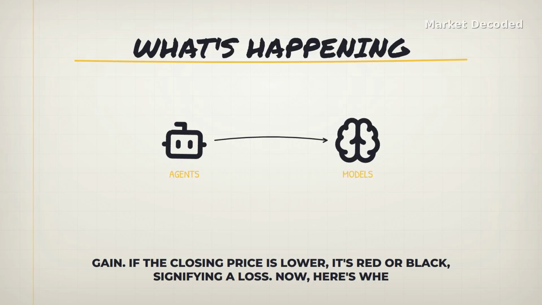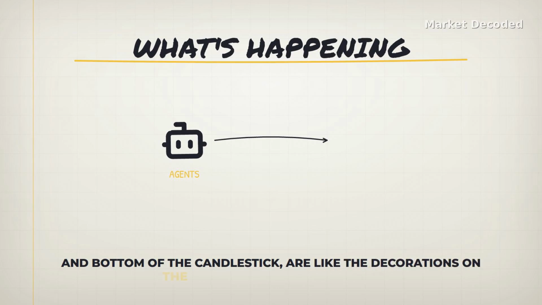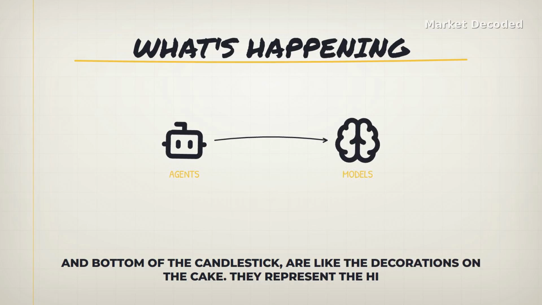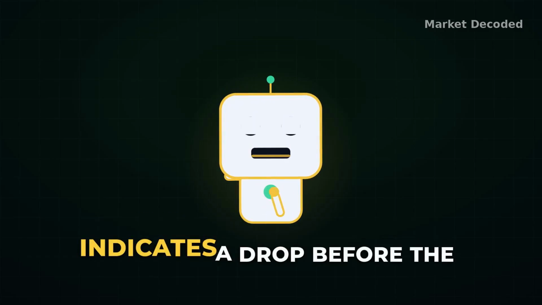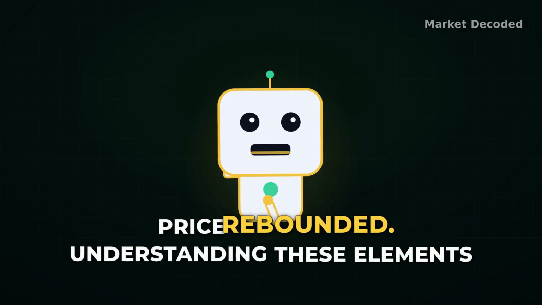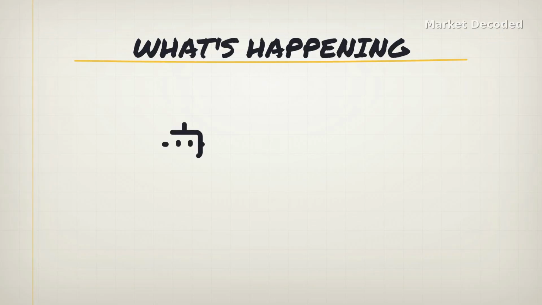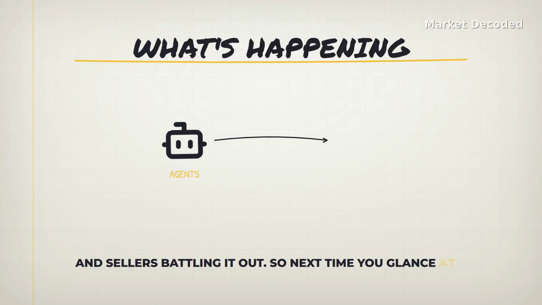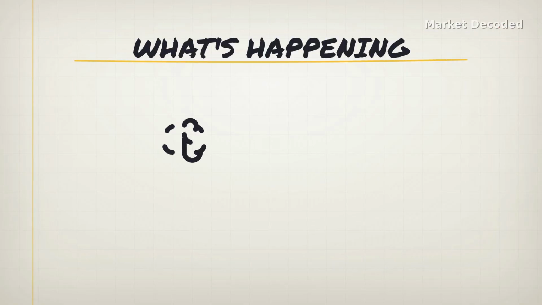Now, here's where it gets interesting. The wicks or shadows sticking out from the top and bottom of the candlestick are like the decorations on the cake. They represent the highest and lowest prices reached during that time. So a long wick above the body shows that the price spiked high before closing lower, while a long wick below indicates a drop before the price rebounded. Understanding these elements helps you see the market's emotions, buyers and sellers battling it out. So next time you glance at a candlestick chart, remember, each candlestick is a story of price action, revealing the market's mood, like a deliciously decorated cake reveals its flavors.